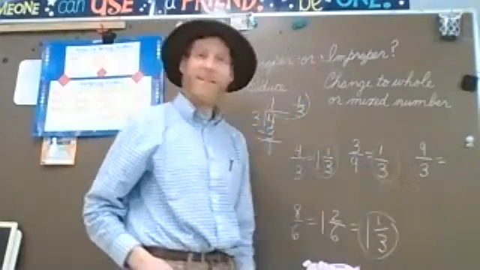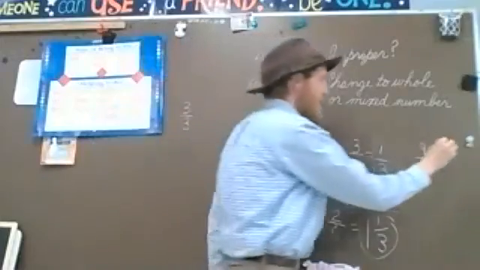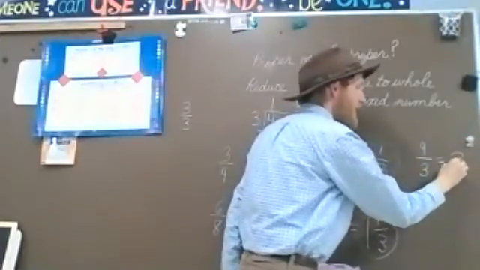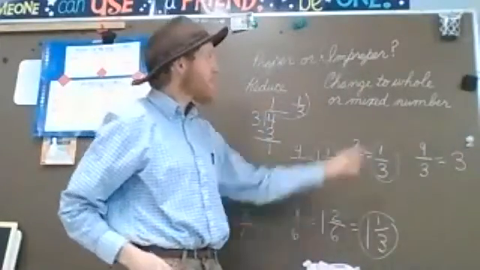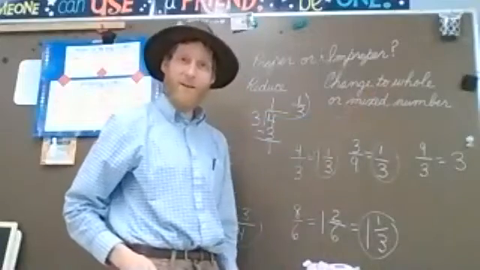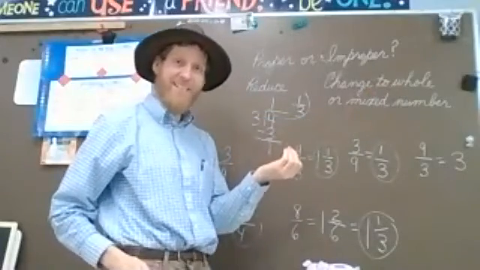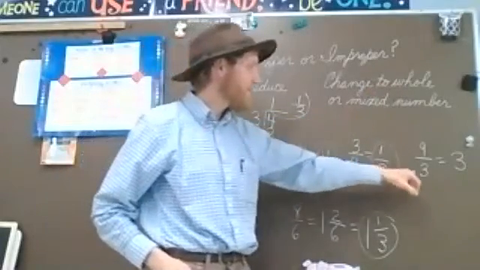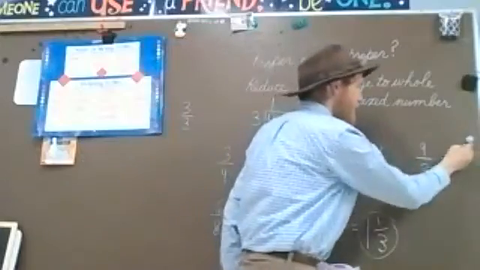Divide 3 into 9, how many times? 3 times. Any left over? No. So it's simply made into a whole number because it went evenly, didn't it, when we divided? Okay, and we got 3.